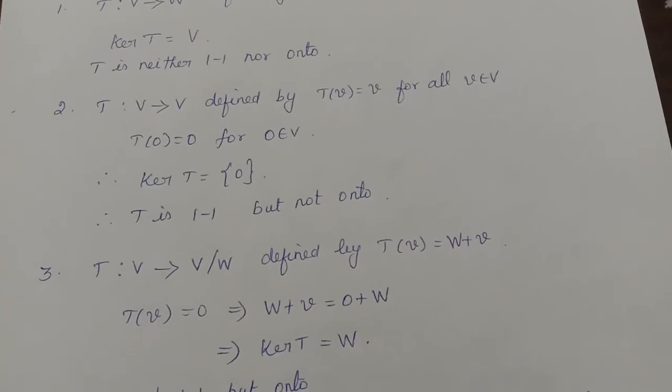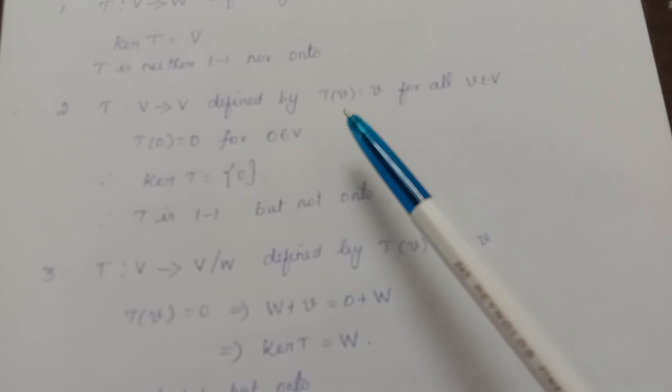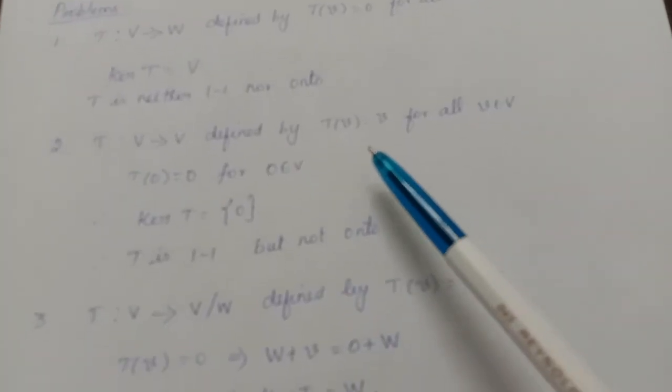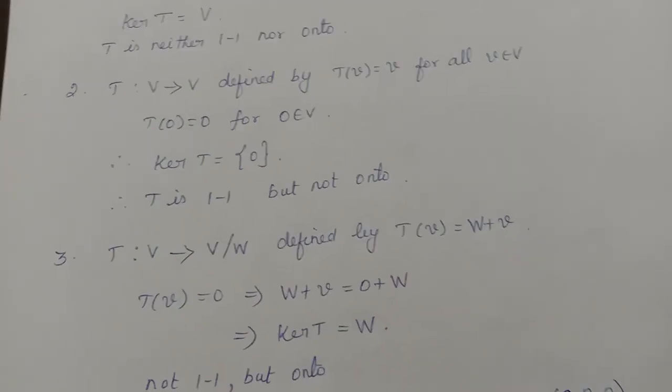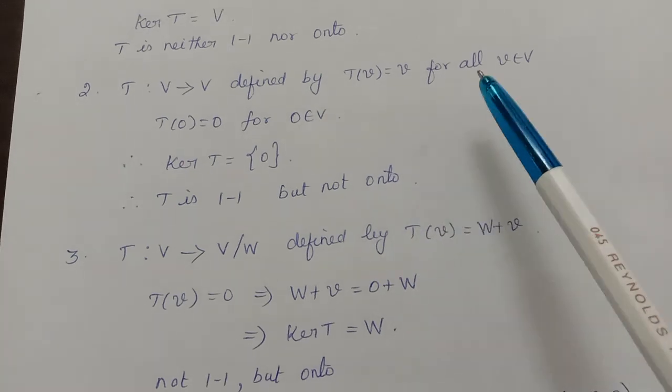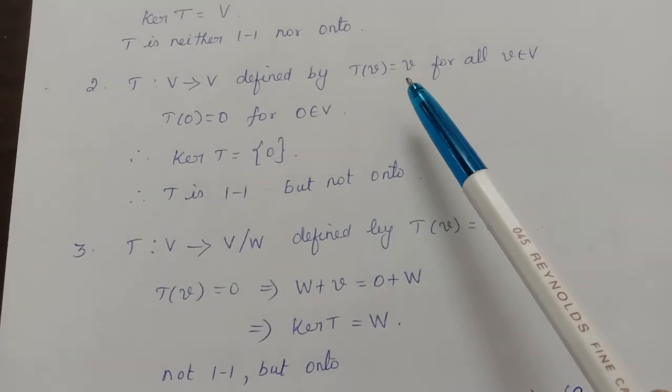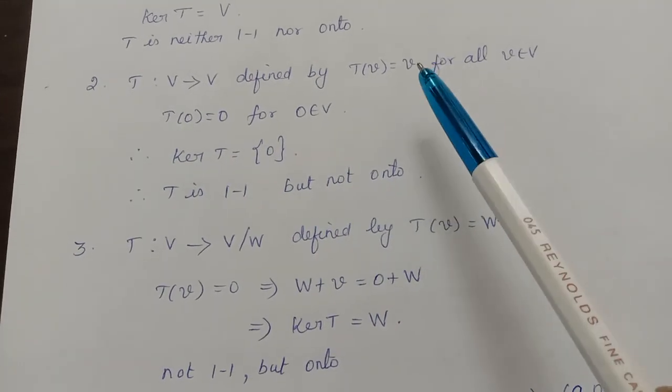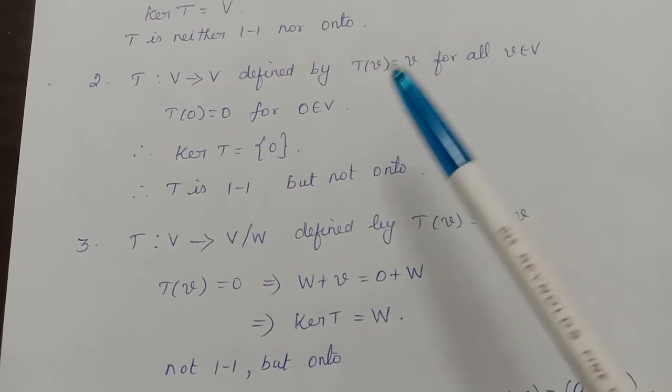Okay. Then next one. T from V to V defined by T of v equals v. What is this? The identity mapping. I have already proved that it is a linear transformation. Now I am going to find what the kernel is and what the property of that kernel is.